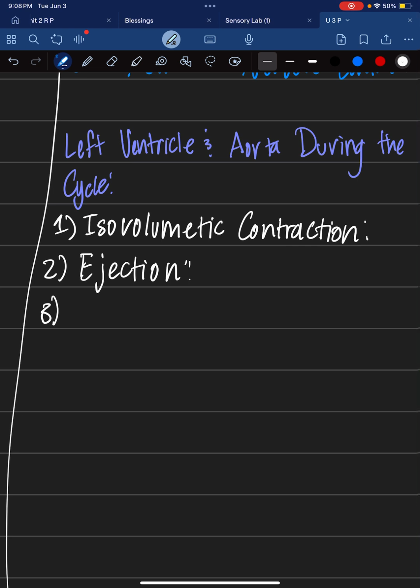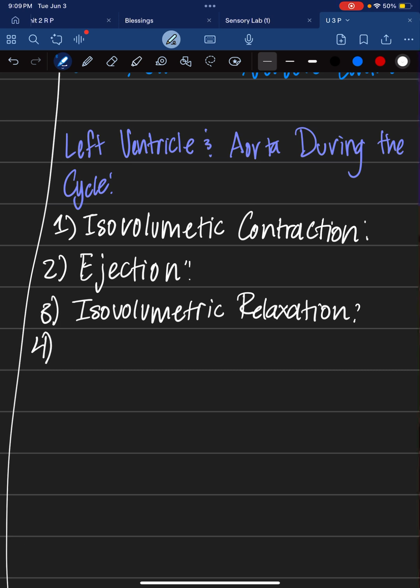And then we have isovolumetric relaxation, and so the ventricle relaxes, pressure falls, and the valves close again. And then the last one is the filling. And this is when pressure in the ventricle drops below the atrium and the mitral valve opens and blood flows in.